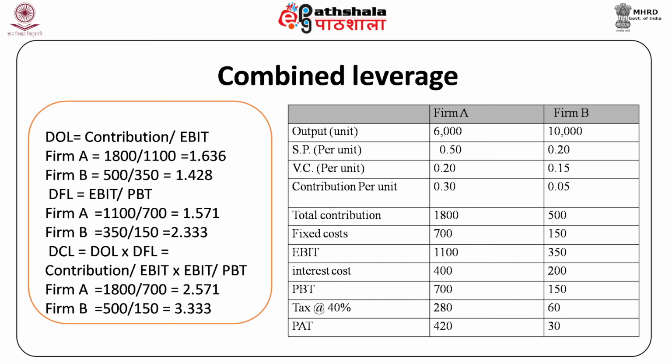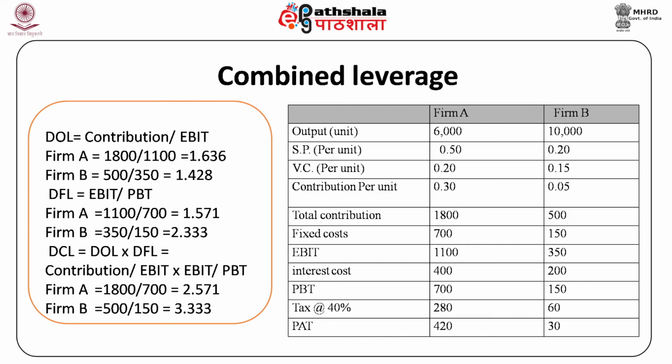Degree of financial leverage is equal to EBIT upon PBT. For firm A, 1100 divided by 700 is equal to 1.571. Firm B is equal to 350 divided by 150 is equal to 2.333.